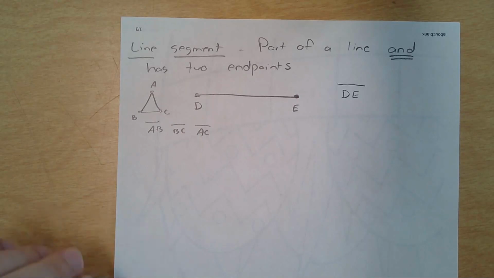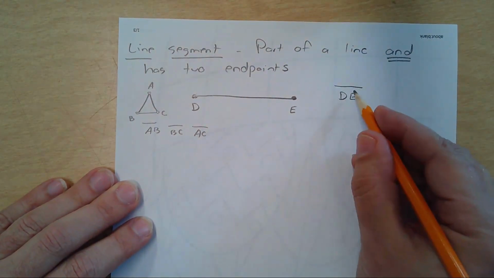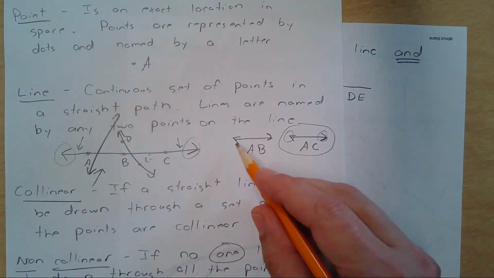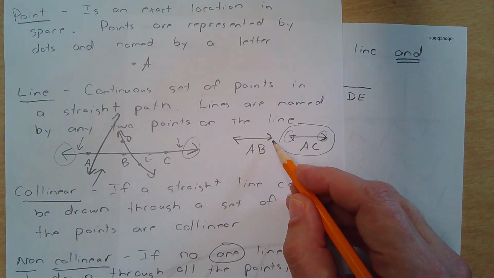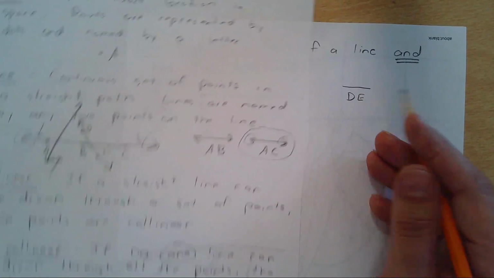Right. Okay. So, geometric representation looks like this. Just the line, just like the segment there. No arrows. The line has arrows on both sides of it. That makes it a line. This makes it a line segment. No arrows. Different representation.